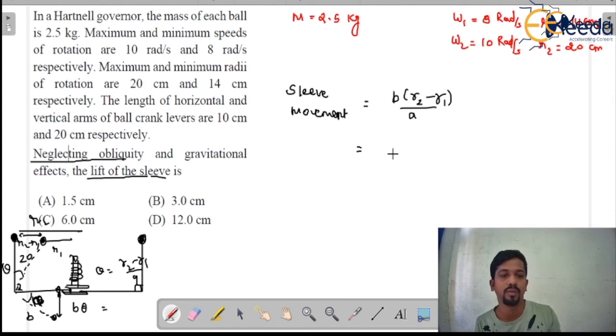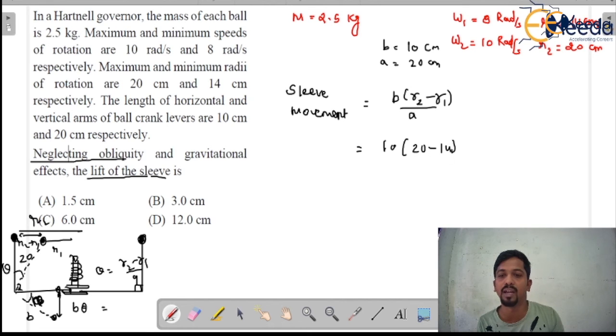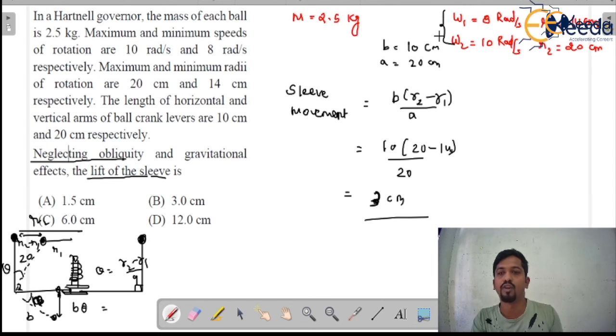So what is B value? Here I am writing that B is 10 centimeter and A is 20 centimeter. So 10 times R2 minus R1, which is 20 minus 14, upon A, which is 20. So you will get the value 3 centimeter. That is the simple question. 3 centimeter is the answer. I hope you understand the solution of that question. There is no use of omega 1 and omega 2. It is given as extra data in the question, but there is no use of it.